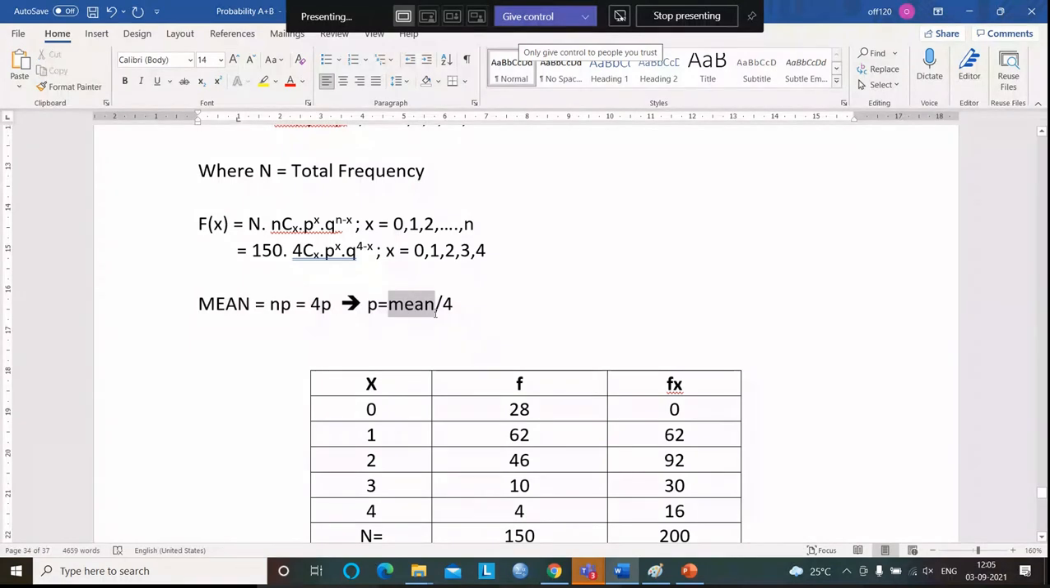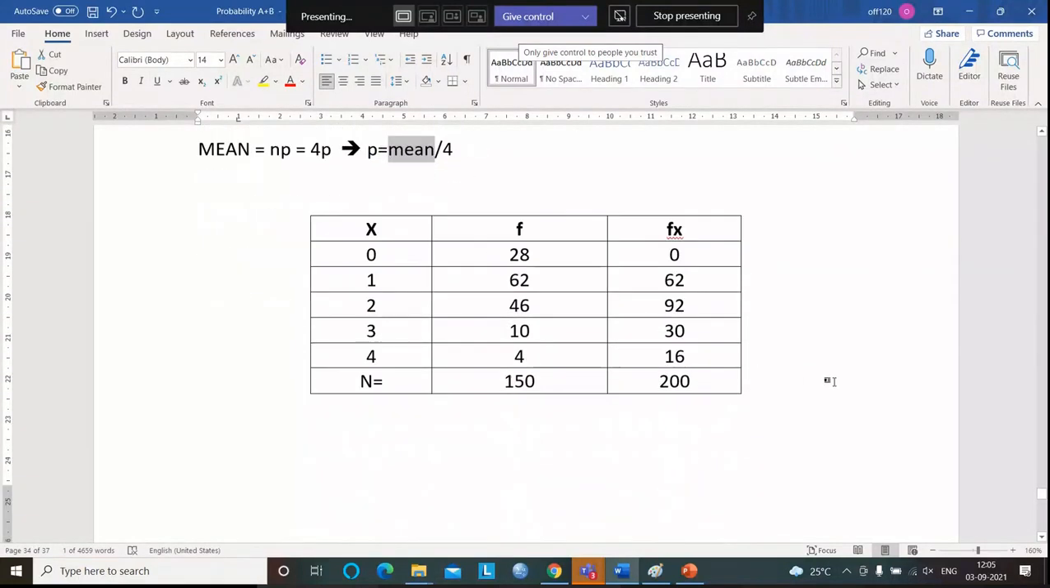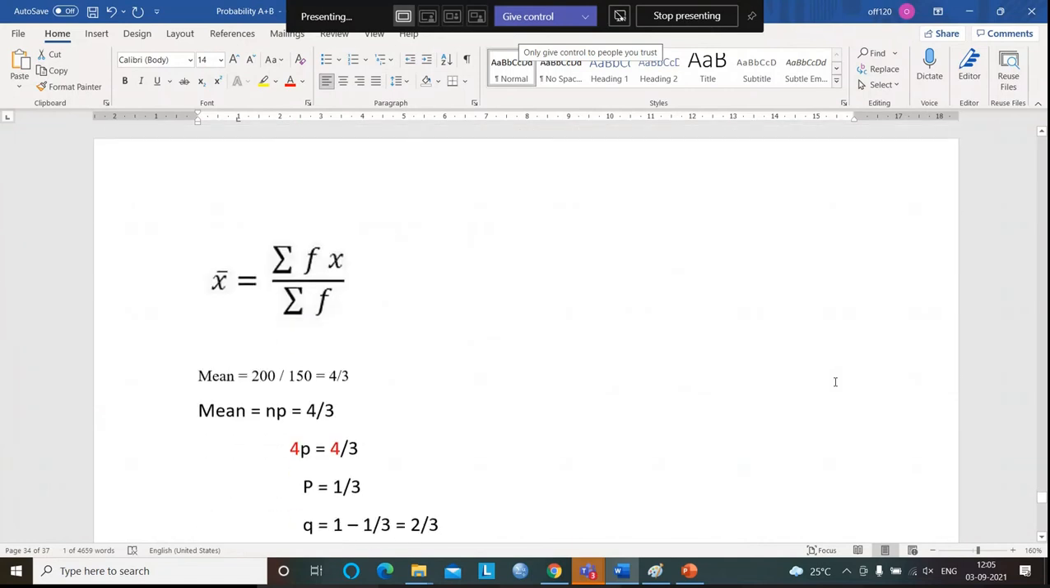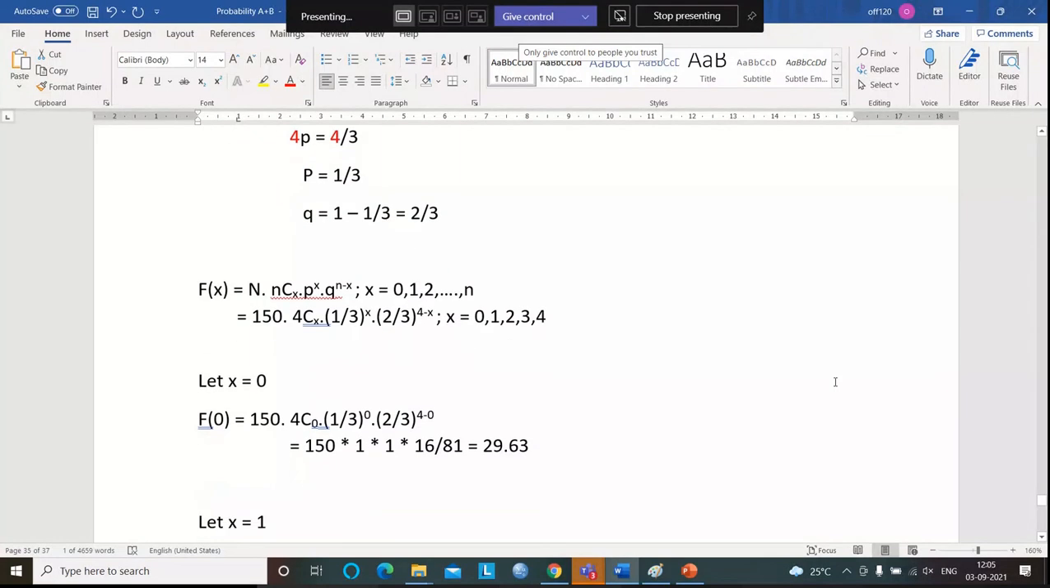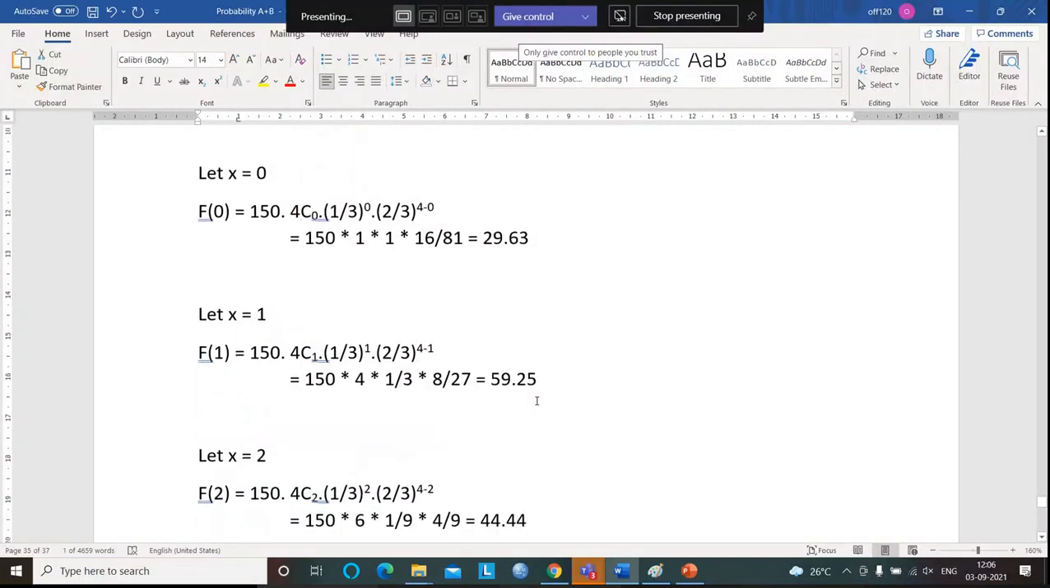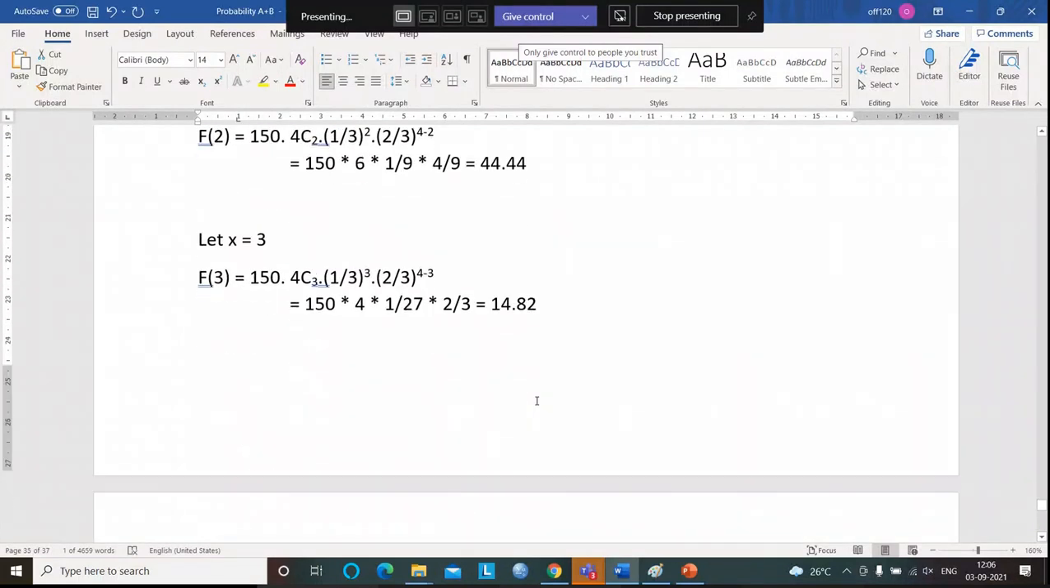Once I got the mean value, mean divided by 4 is equal to P, because n equals 4 here. So I found the mean of the ungrouped data, and there I got P equal to 1 by 3. Substituting in the Q formula, I got Q equal to 2 by 3. Now let us substitute those values into our function capital F of X. Why are we substituting from 0? Because X always starts from 0 and ends at the highest number of successes. So I substituted X equal to 0, 1, 2, 3 and 4.